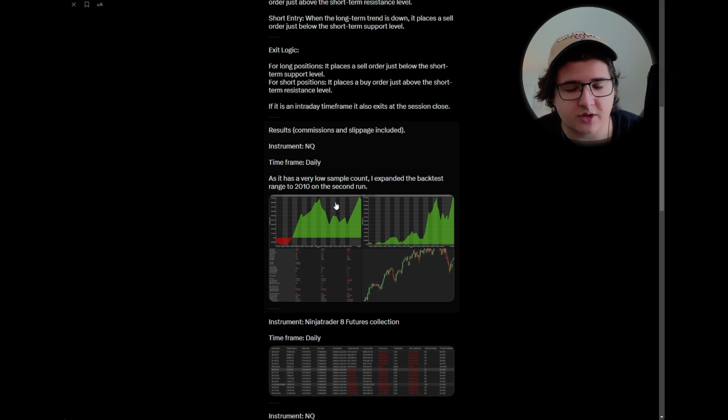For the first example, we're going to be going over NQ, which is NASDAQ, on the daily time frame. It does have a very low sample count, so I extended the range even back to 2010 to get a bit more data and a bit more actual trades to see if the performance held up. Still didn't get that many samples, but at least it was a bit better.